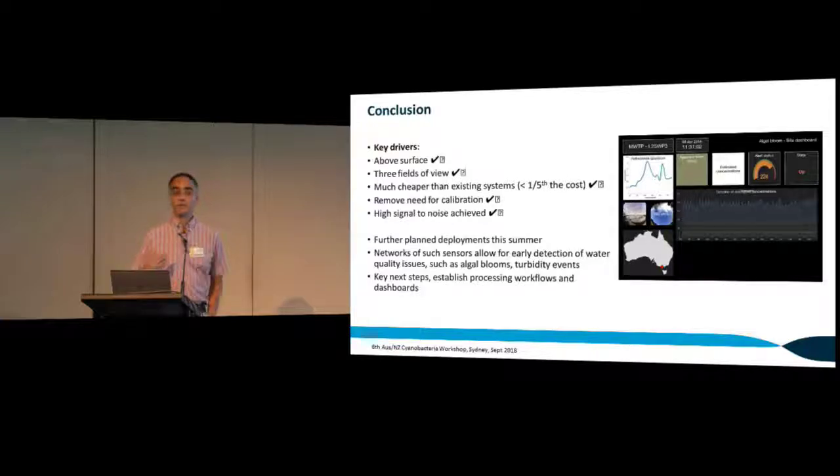So what we've envisaged here is really a network of such sensors which allow for the early detection. This is a complementary system to the satellites, to other monitoring systems. So it's really allowing for the early detection of water quality problems. It's overcoming some of those challenges of in situ instruments, but also overcoming some of the challenges that we have with satellite data that we discussed with Mark's presentation.